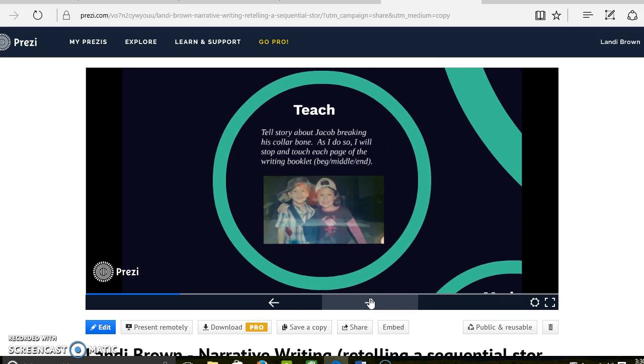Next, you're going to follow up with what's called the teach. The teach is where I'm going to model what it is that I want the kids to do. I'm going to explicitly state what I want them to do: today I'm going to teach you how to retell a story in order by touching the pages of your booklet. I'm going to do this by telling a story about my little boy Jacob and how he fell and broke his collarbone.